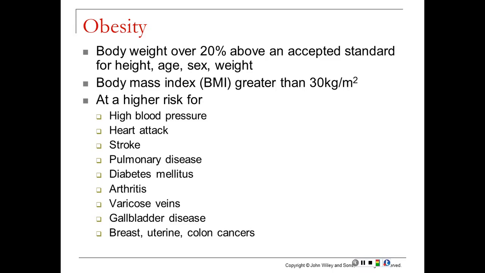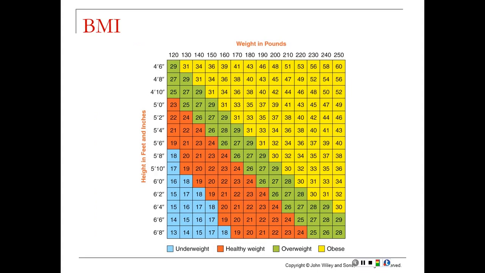You're at higher risk if you're obese for high blood pressure, heart attack, stroke, pulmonary disease, type 2 diabetes, arthritis, varicose veins, gallbladder disease, breast, uterine, colon cancers as well. This chart here gives you an estimate of your BMI, so you can find your height on the side in feet and inches, and then your weight in pounds, and then find out where you might be on the BMI scale.